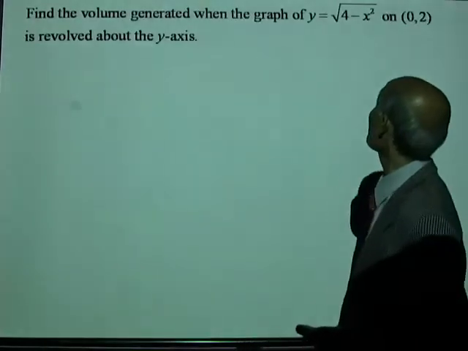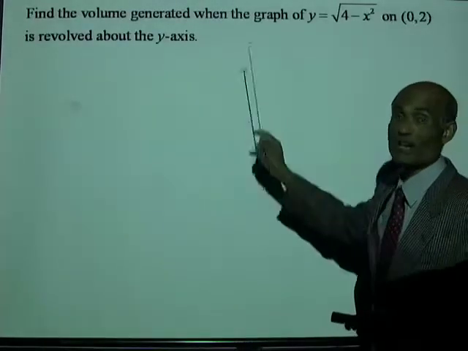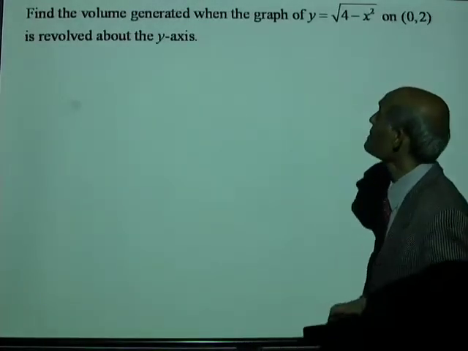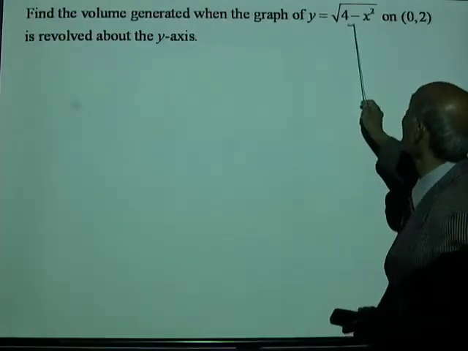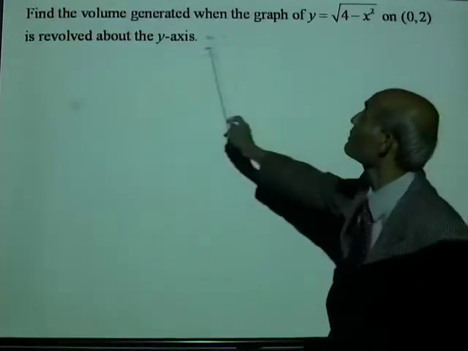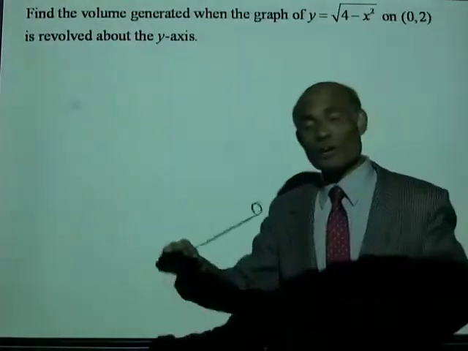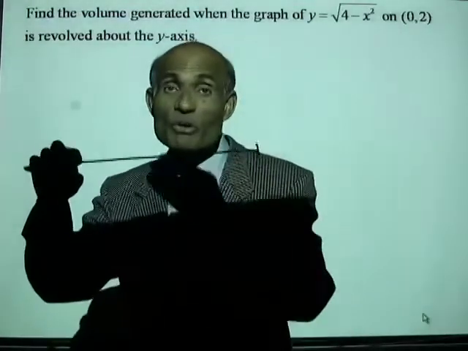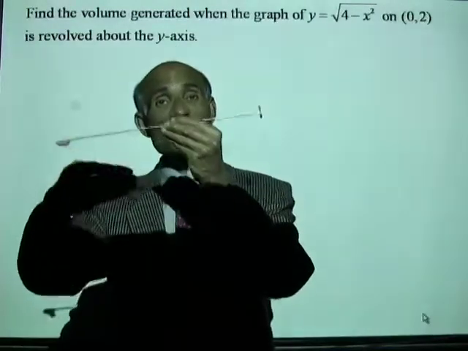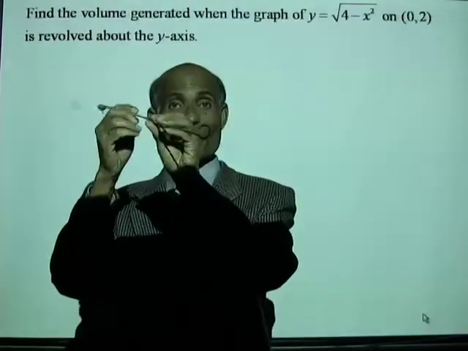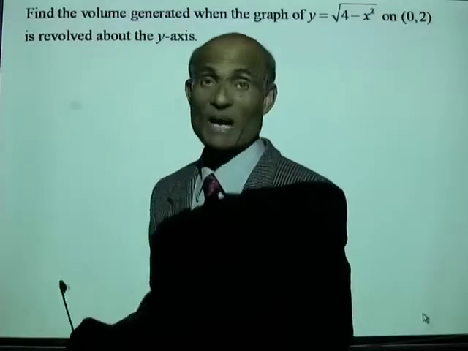Now, let's try another one. Find the volume generated when the graph of y equal to square root of 4 minus x squared, on 0 to 2, is revolved about the y-axis. So before, just now, we revolved that area about the x-axis. Let's now revolve that area about the y-axis.